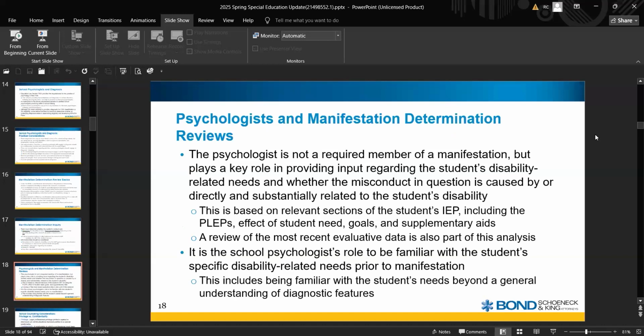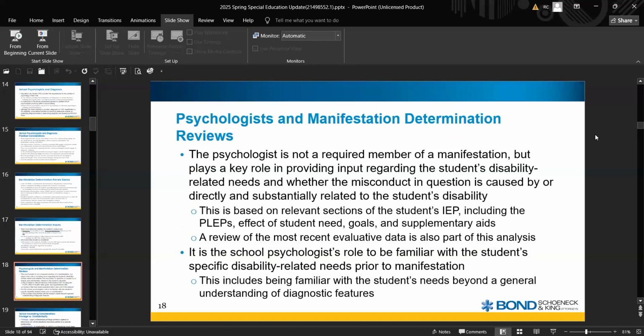A psychologist is not a mandated member of the manifestation team. If you read the regs in Part 201, it's pretty brief. It says basically a chairperson, the parent, and then people who are knowledgeable about the student. But I think psychologists are crucial members of manifestations. And it's important that the psychologist is aware of the student's disability-related needs before going into manifestation.